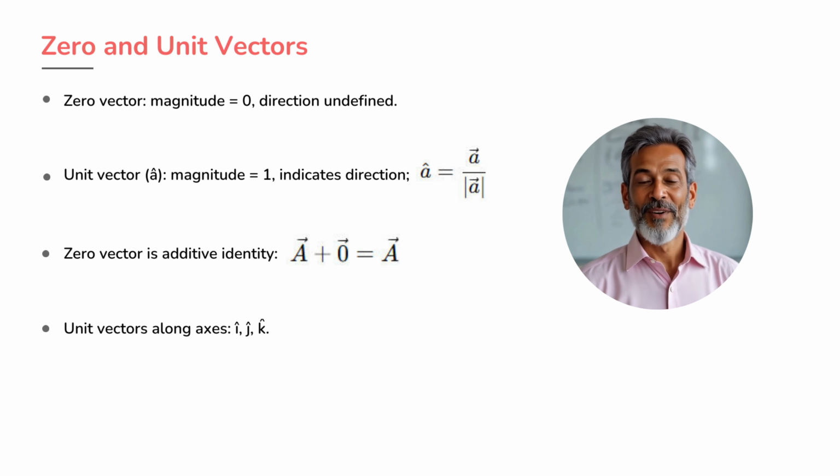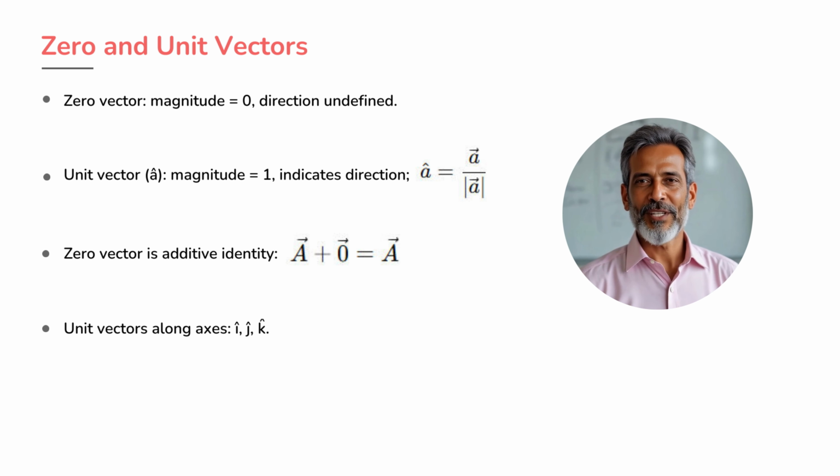Next, unit vectors. These are vectors with magnitude exactly 1. Think of them as pure directions without any scaling. They tell you which way, but not how far. To find a unit vector along A, you divide vector A by its magnitude, written as unit vector equals vector A divided by magnitude of vector A. This normalizes A to length 1.